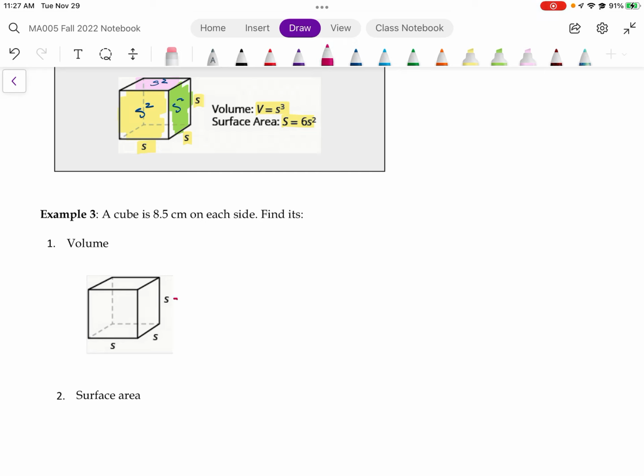All right, so the cube is 8.5 centimeters on each side, so that's the S. So we're going to get that the volume equals S cubed, so 8.5 centimeters cubed. So when you do that, you should get 614.125 centimeters cubed.